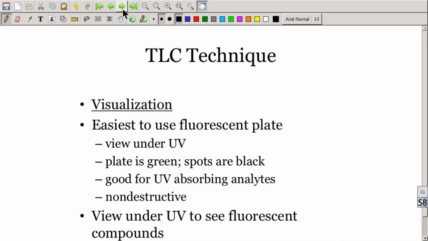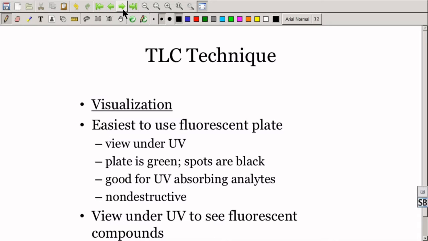What's another way? There are two other ways that are commonly used. One is you can take your TLC plate and place it into iodine vapor. You just take a jar of iodine crystals and you put your TLC plate in there for about 30 seconds, shake the thing around, the iodine vapor gets absorbed onto the surface of the TLC plate, and again, you can see where your spots are by that, because the iodine is kind of brownish.